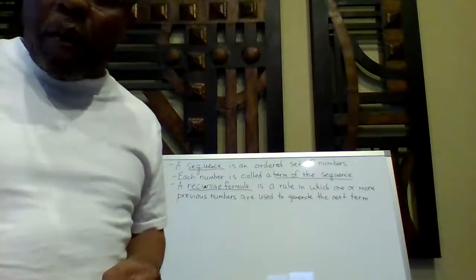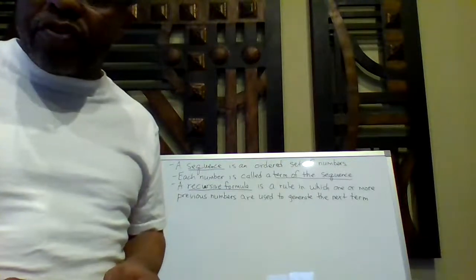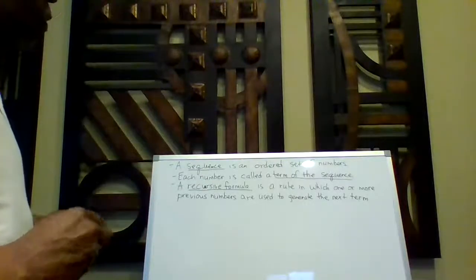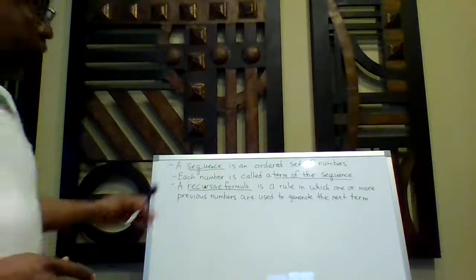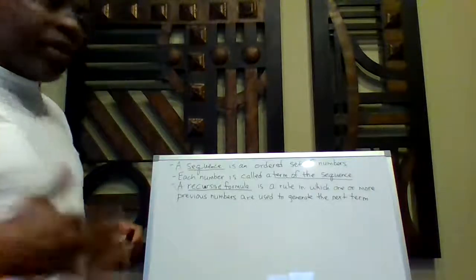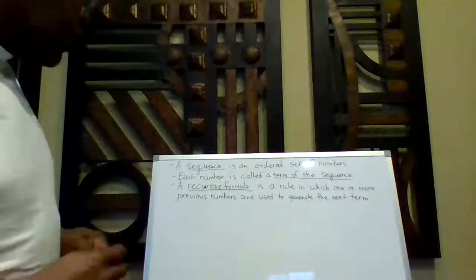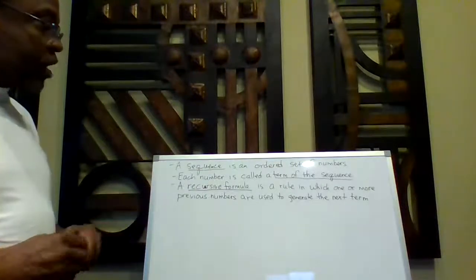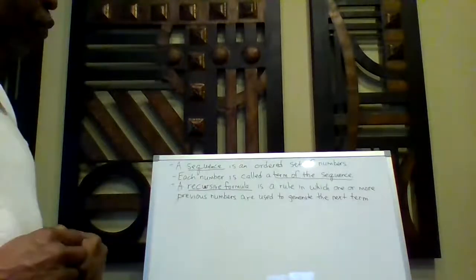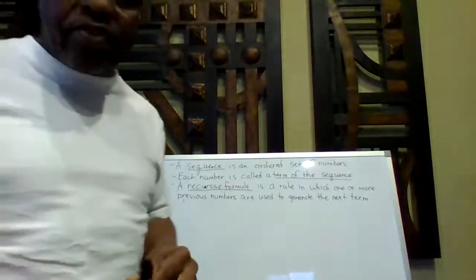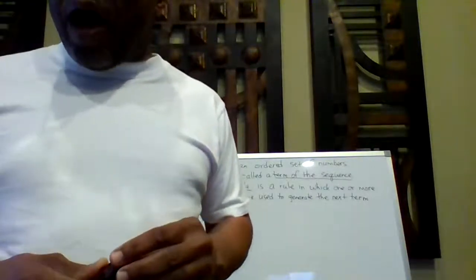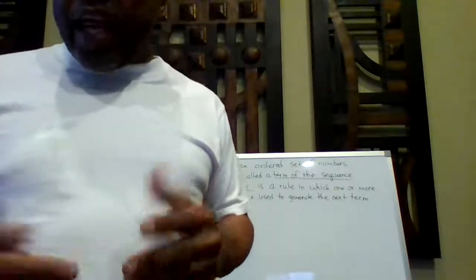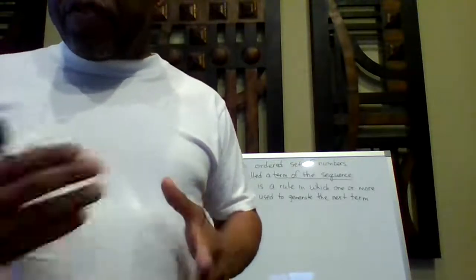In lesson 12.1, we're looking at introduction to sequences, and I have three of the definitions that we're going to use here. A sequence is an ordered set of numbers. Each number is called a term of the sequence. And a recursive formula is a rule in which one or more previous numbers are used to generate the next term.